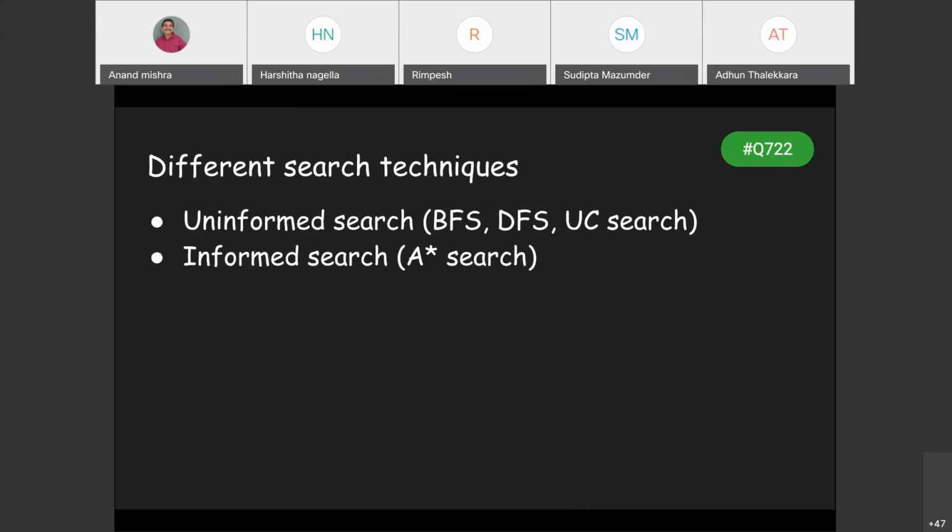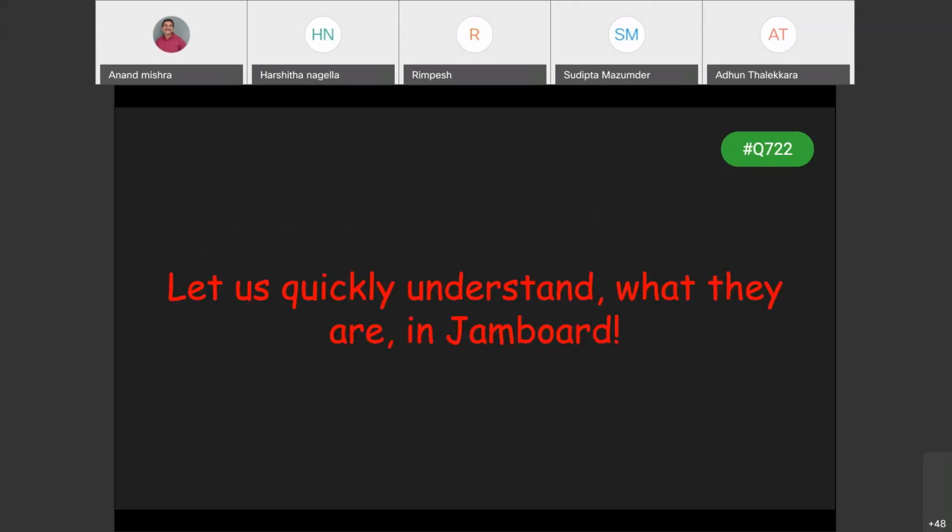Okay. So again, this is something which you have already seen. There are broadly two types of search techniques. One is uninformed search, like breadth first search, depth first search, or uniform cost search. We'll see what these are. And there is informed search, like A star search. So let's quickly look into this by writing. Just a minute.